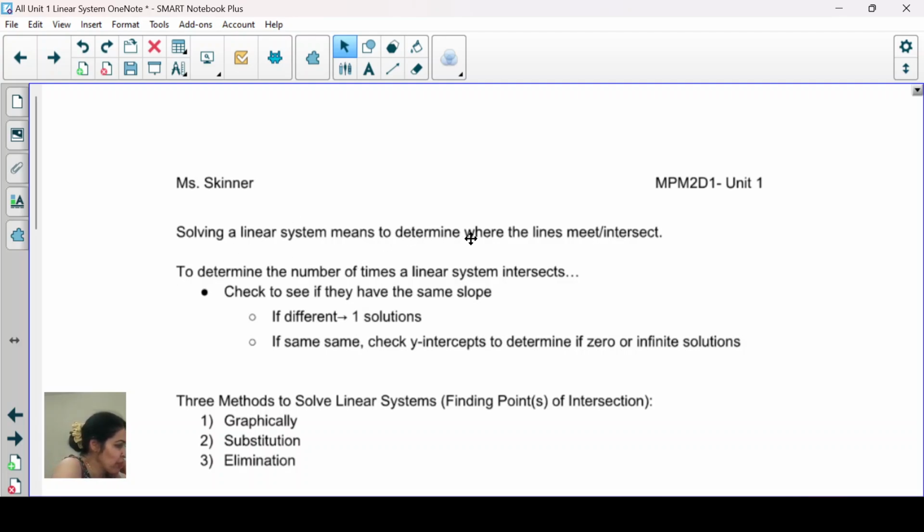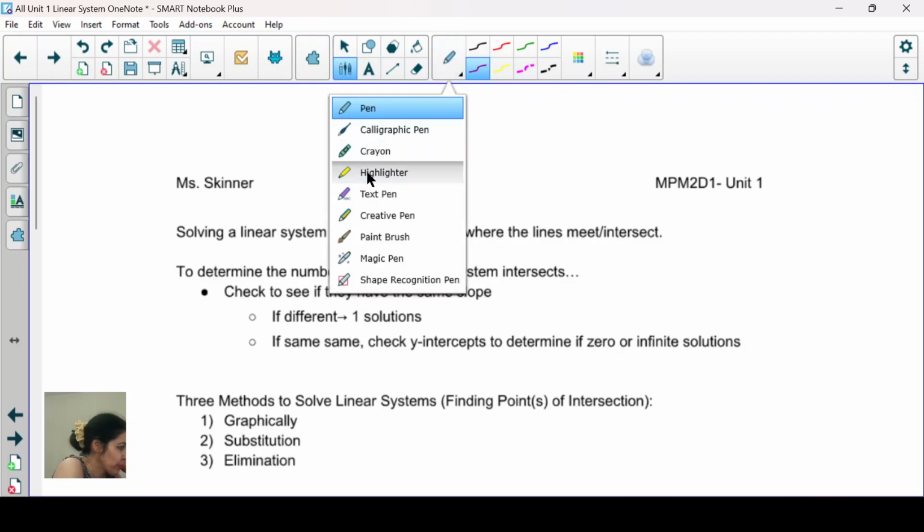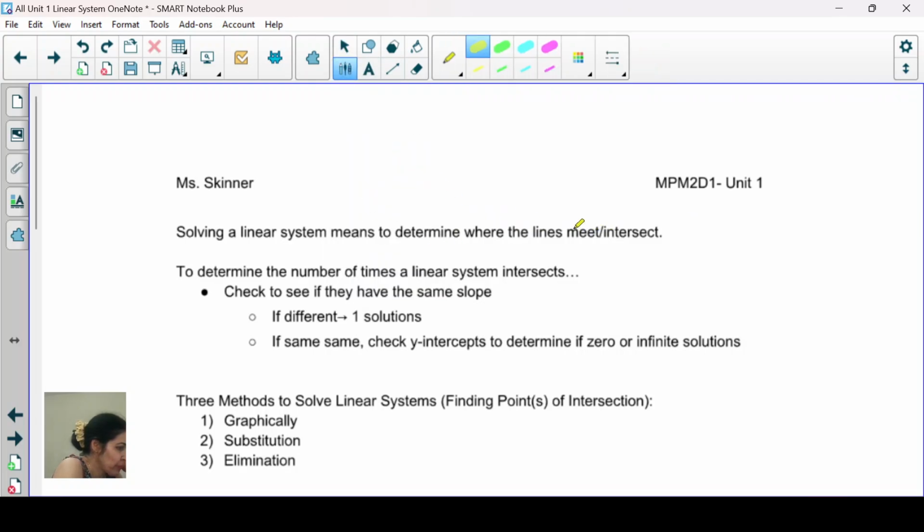Solving a linear system means to determine where the lines meet, their intersection. So we need to find the meeting points, where they meet and intersect. So the point that they meet.